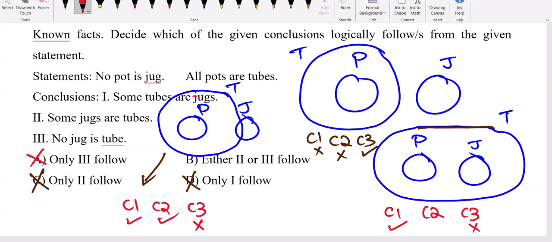When all students are good, students in my class are also good. Students in my class means some people. That's why whenever all is true, some is always correct. Means in this diagram, all jugs are tubes as per this diagram. But in this conclusion, they said some jugs are tubes is correct. Whenever all is true, that's what I'm telling you.